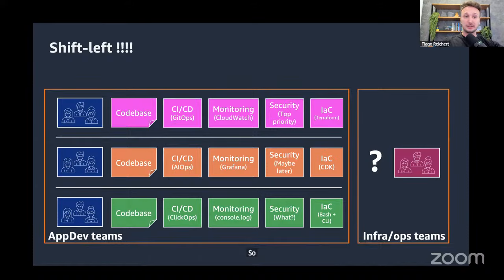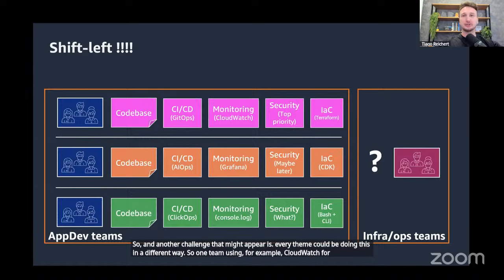Another challenge that might appear is that every team could be doing this in a different way. So one team using, for example, CloudWatch for monitoring, another team using Grafana, another team using kubectl logs or console log, and you don't have standardization. And that can be a challenge as your company grows and you have multiple teams working on it and multiple microservices being built, for example, one team per microservice.